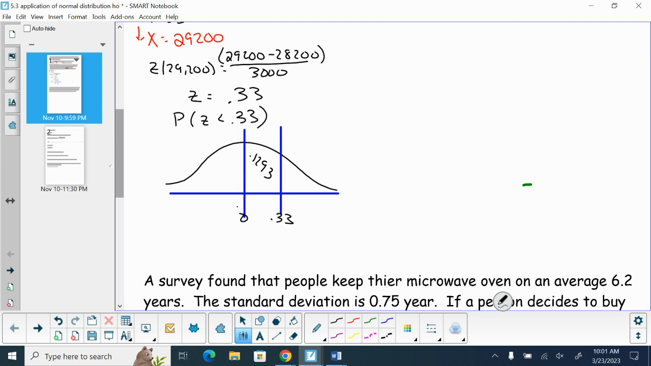What am I going to have to do to calculate this entire area, Adam? You'll have to add 0.5 to it. Add 0.5 to it. 0.5 plus the 0.1293 gives us 0.6293, or 62.93% of the values. Or 62.9% of the salaries are below that specific value, theoretically.